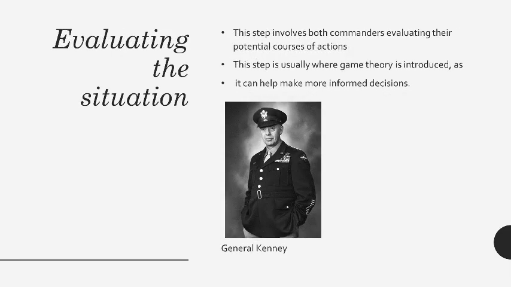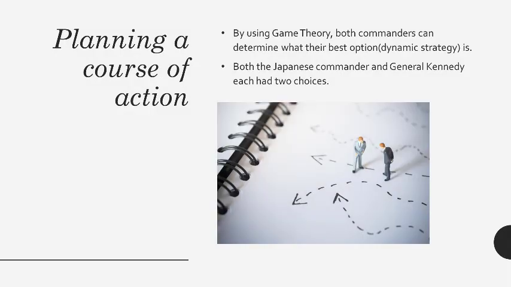The second step required is for both sides to evaluate the situation and plan a course of action. Firstly, the situation must be evaluated. The Americans could only scout either north or south of the island and could not do both as they did not have enough reconnaissance aircraft to use before the Japanese convoys reached their destination. The Japanese also had two choices that they could undertake, which included sending convoys either north or sending them south.